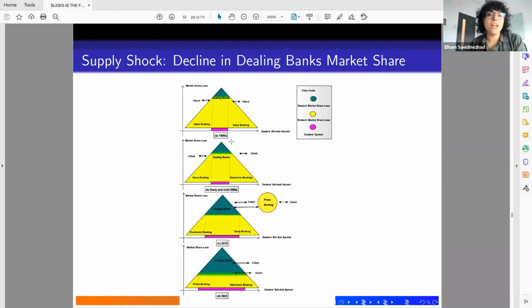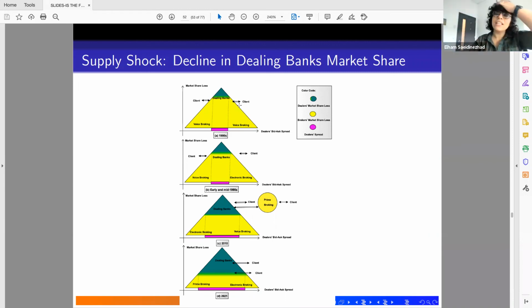Once we start to have this kind of revolution in terms of the introduction of computer trading and digital trading. As you can see, this green area is showing the market share loss. As the market share loss is increasing, the dealer's spread is increasing as well. And again, this is a trend that has already been in the making and is going to continue in the future as well.